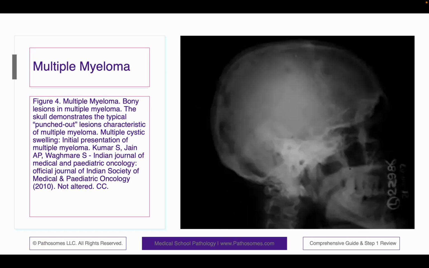You recognize what's going on here in this skull image? Okay. See, that's learning. We review here. We're going to make sure you know everything that you need to know. See the punched out lesions? You have multiple myeloma on your differential. Great.